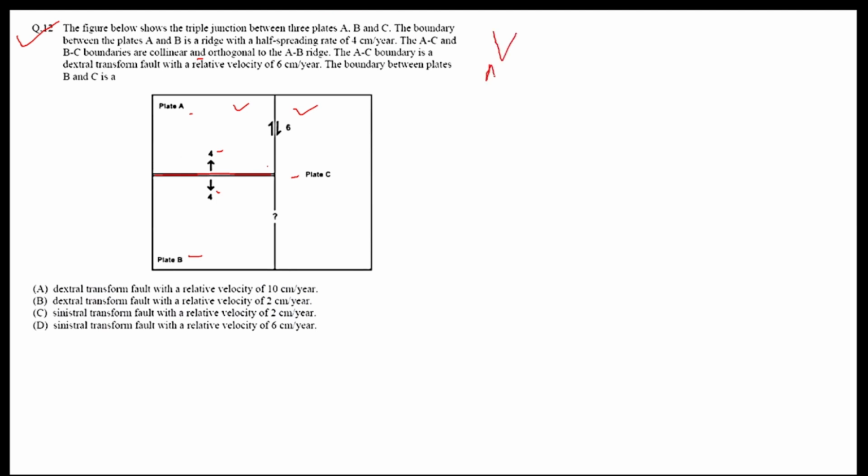So relative velocity between fault A and C is what? 6 centimeter per year. They have given 6 centimeter per year.